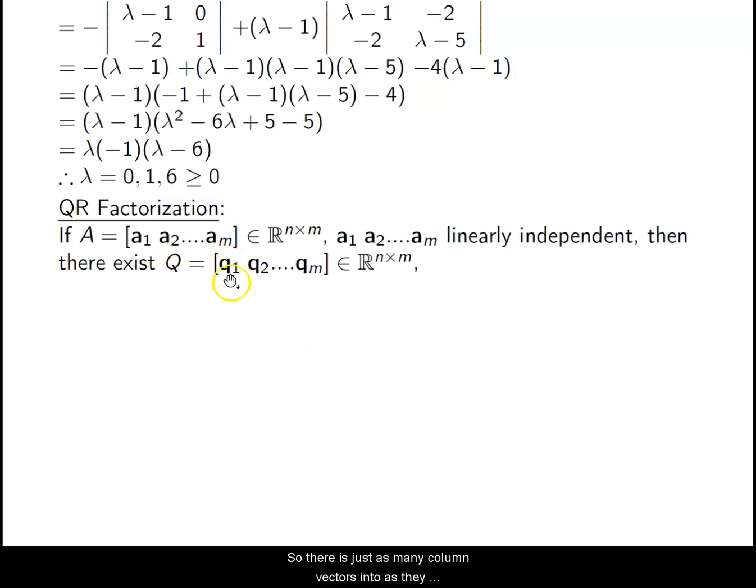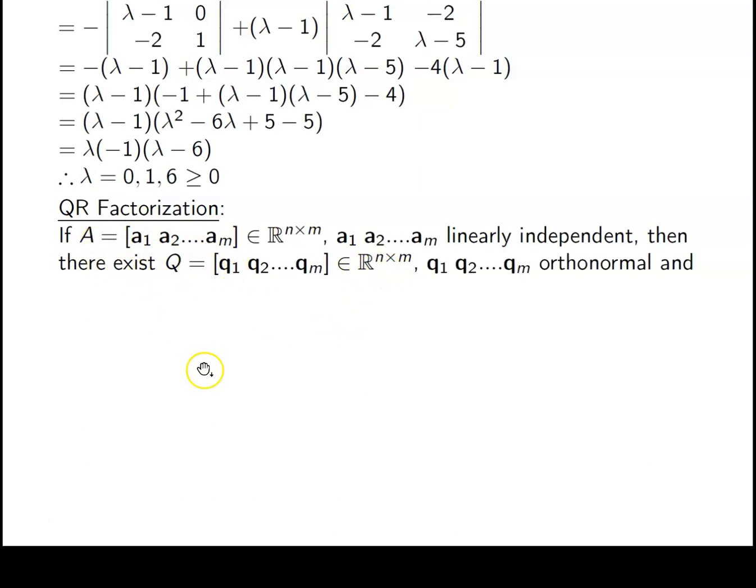There are just as many column vectors in Q as there are column vectors in A, so the dimensions of Q are the same as A. They're the same size matrix. Here, each of the elements Q1, Q2, Q3 through Qm are going to be orthonormal, meaning they're all orthogonal to each other. They form an orthogonal set, and each one is normalized. Again, this is very, very similar to what we just talked about for the orthogonal diagonalization.